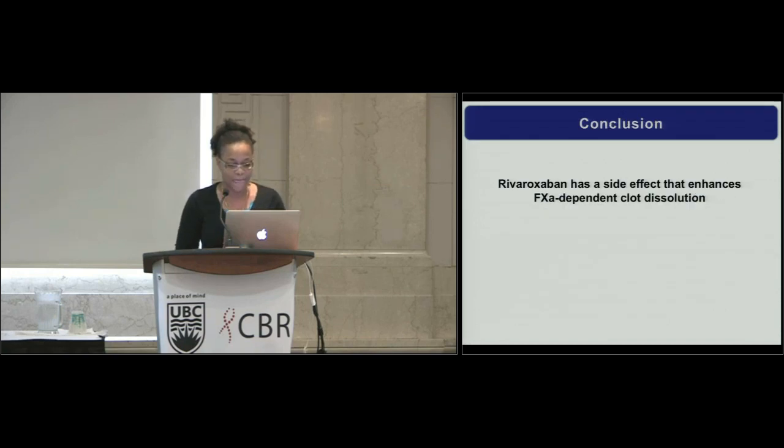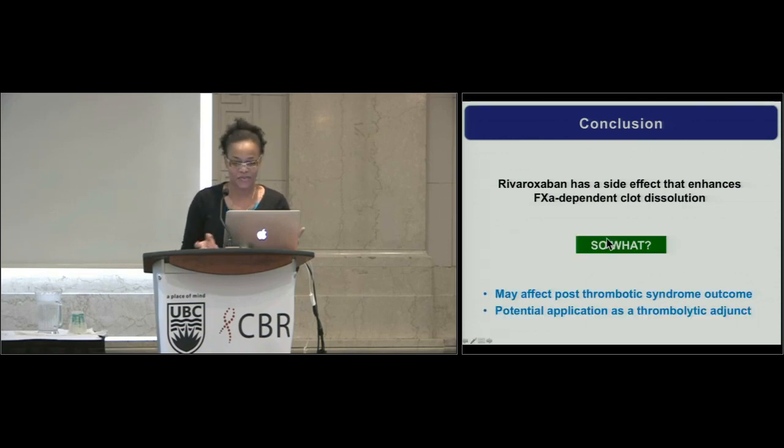So in conclusion, rivaroxaban has a side effect that enhances factor Xa-dependent clot dissolution. So what? Why do we care? Well, 20 to 60% of patients that have an abnormal clot in their deep veins can develop post-thrombotic syndrome. And this is a very painful and chronic condition that is seen mostly as a consequence of ineffective clot dissolution. So by giving these patients rivaroxaban, it's possible that their outcome might be affected.